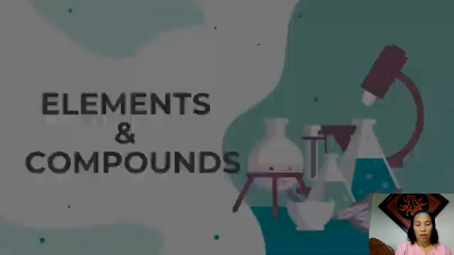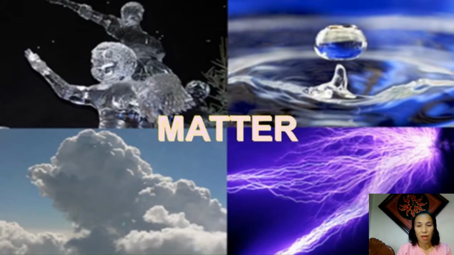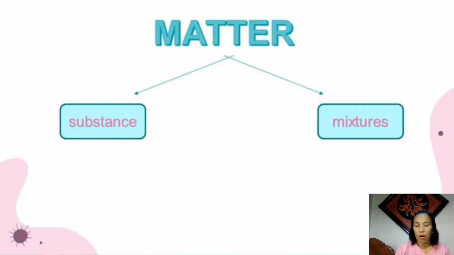Elements and compounds. Before we discuss the topic for today, let's talk first about what matter is. Matter is anything that has mass and occupies space. In other words, matter is anything. The most commonly observed states of matter are solid, liquid, gas, and plasma. Examples of plasmas are fluorescent light, the stars, including the sun, aurora, neon lights, and many more.